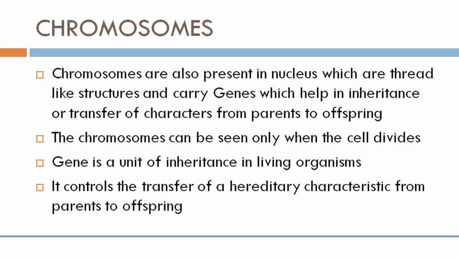Chromosomes are also present in the nucleus, which are thread-like structures, and they carry genes which help in inheritance or transfer of characters from parent cell to offspring cells. The chromosomes can be seen only when the cell divides. The genes which are present in chromosomes are a unit of inheritance in living organisms. They control the transfer of a hereditary characteristic from parent to offspring.